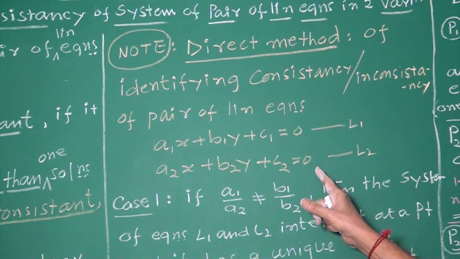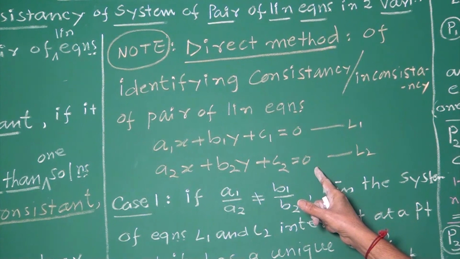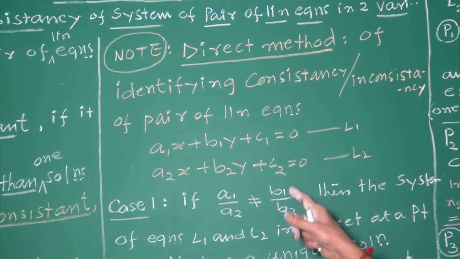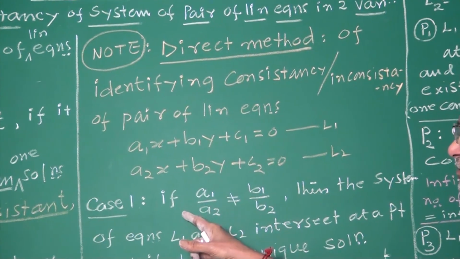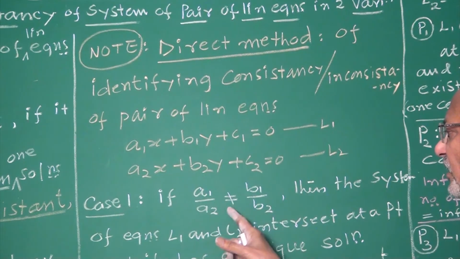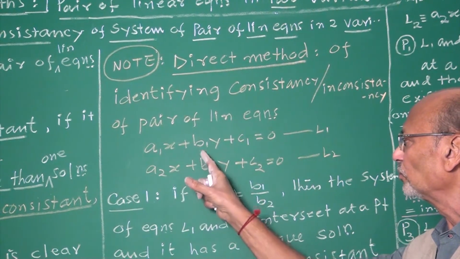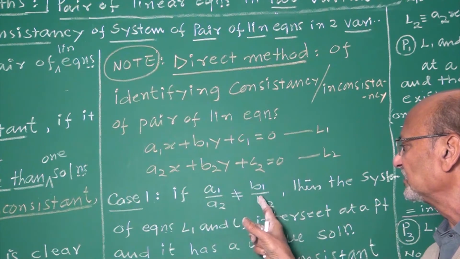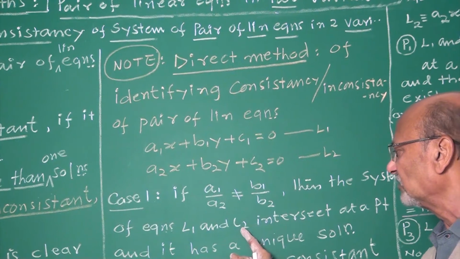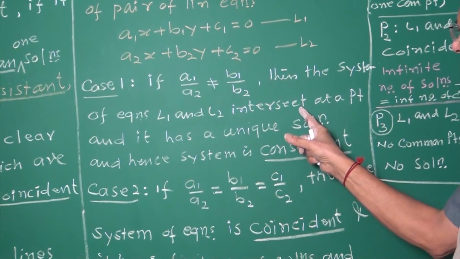These are the pair of linear equations, and these are the observations. What is the first observation? If a1/a2 is not equal to b1/b2, in this case the system of equations L1, L2 intersect at a point.